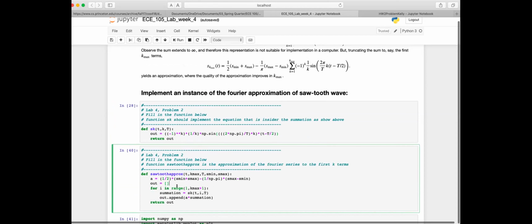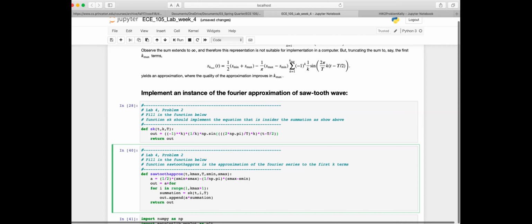You can write out is equal to A plus the summation of whatever that is for K in range, that kind of thing. You know, the vectorized for loop thing. The list comprehension is what they call it. Okay, so what would that look like?